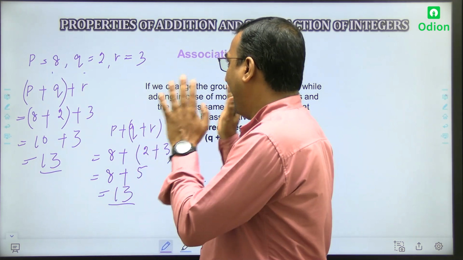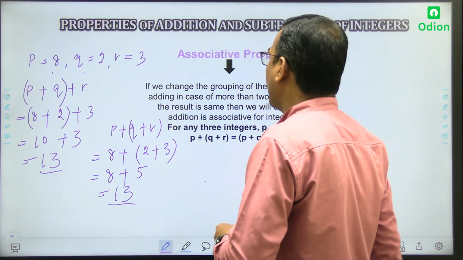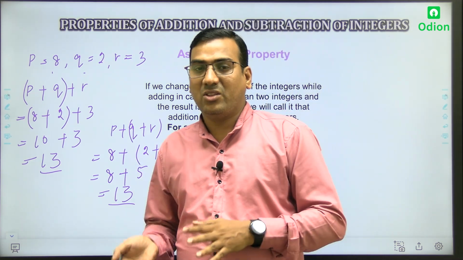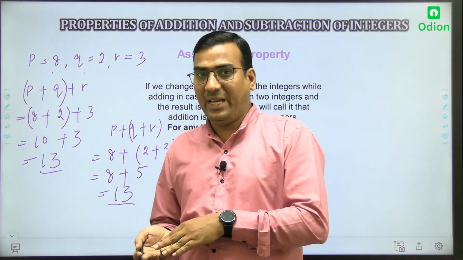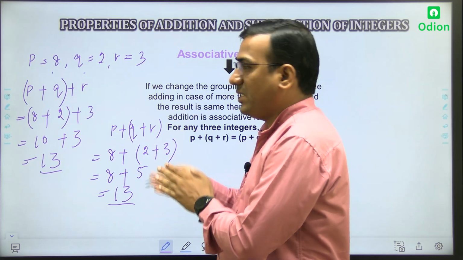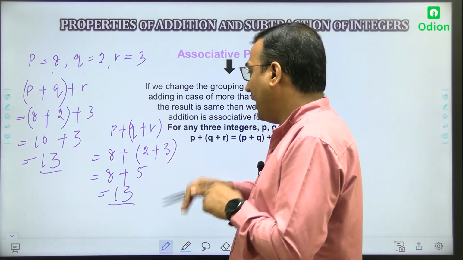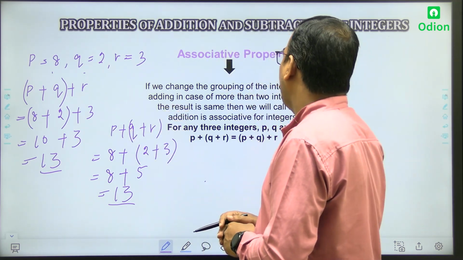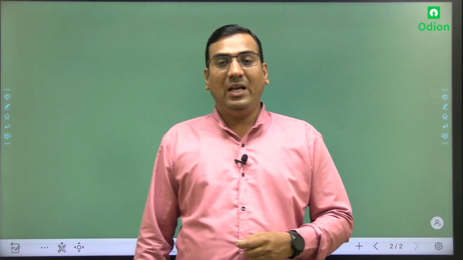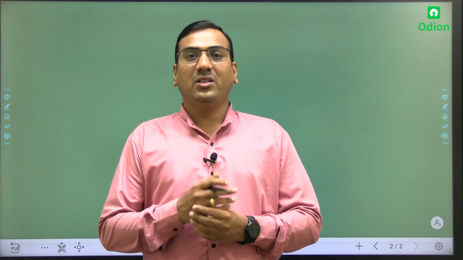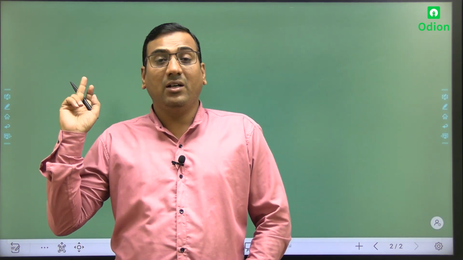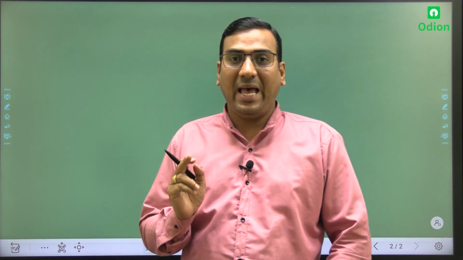It means addition follows the associative property. The associative property refers to this: if we change the grouping of the numbers and then add, whatever the result comes, the value will be the same. It is all about your third property, the associative property. We have already understood that addition follows the third property, the associative property.